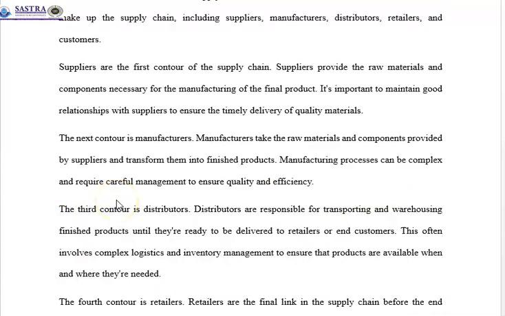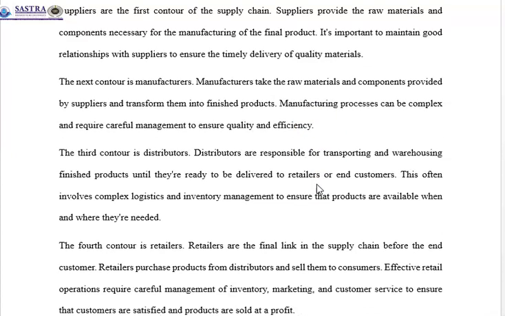So the contour talks about here the manufacturers, and the manufacturers take the raw materials and components provided by suppliers and transform them into finished products. The manufacturing process can be complex and requires careful management to ensure quality and efficiency.